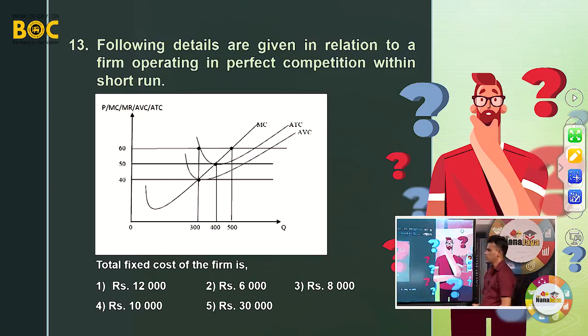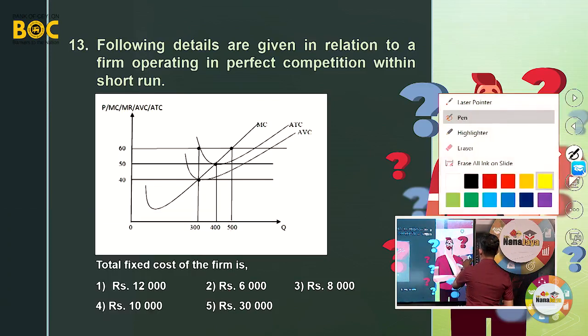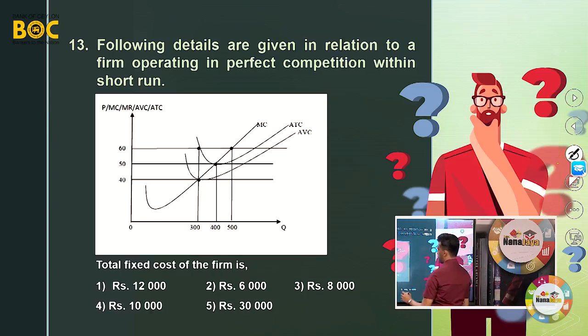Using this diagram, they have given us 3 outputs. What are the 3 outputs? 300 units, 400 units and then 500 units. From these 3 outputs, we need an output at which we can get the exact gap between AVC and ATC. Now at 500 units, you cannot identify either of the 2 values. You cannot exactly get AVC at 500 units and cannot exactly get ATC either.